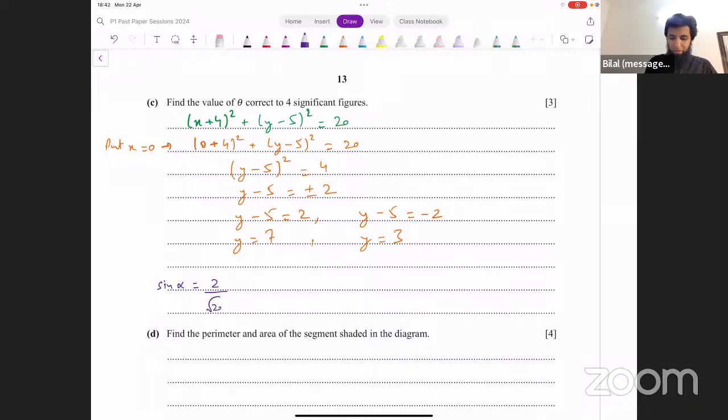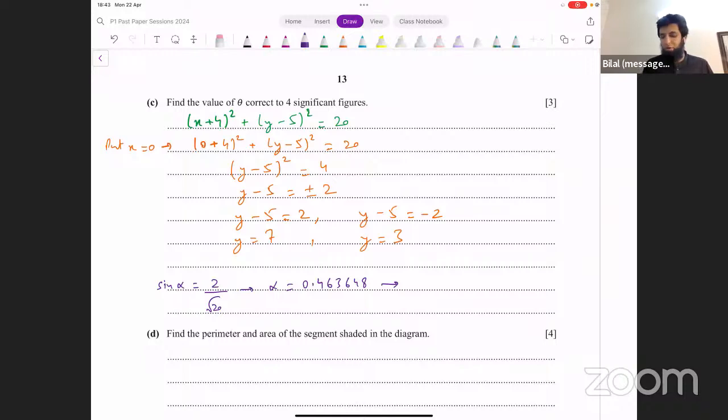Over under root 20. And now I find the value of alpha from this. What does that turn out to be? Make sure your calculator is in radian mode. Unless the question uses degrees somewhere, you should always prefer radians generally. 2 over under root of 20, sine inverse of that, 0.463648. That's the value of alpha that I'm getting.